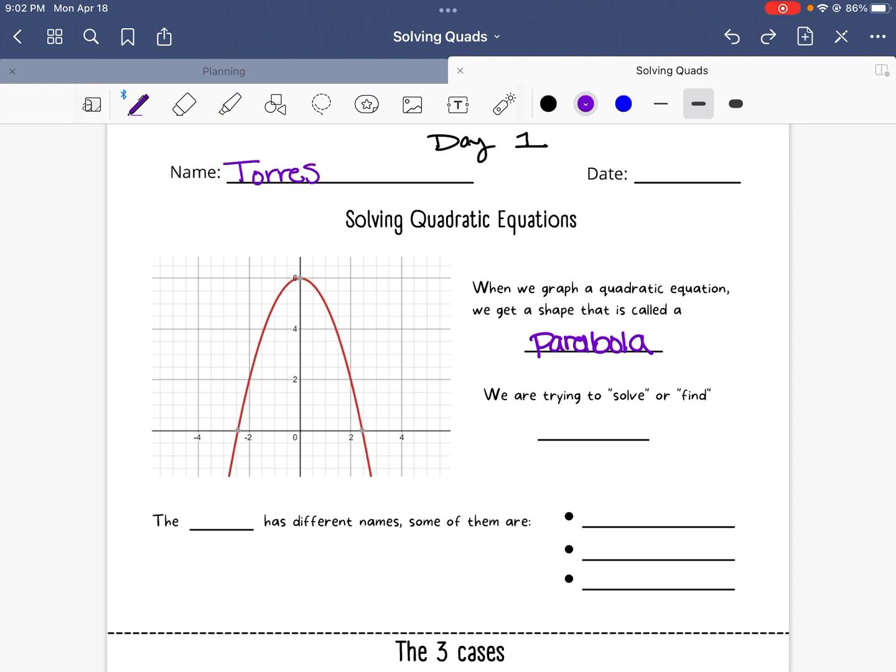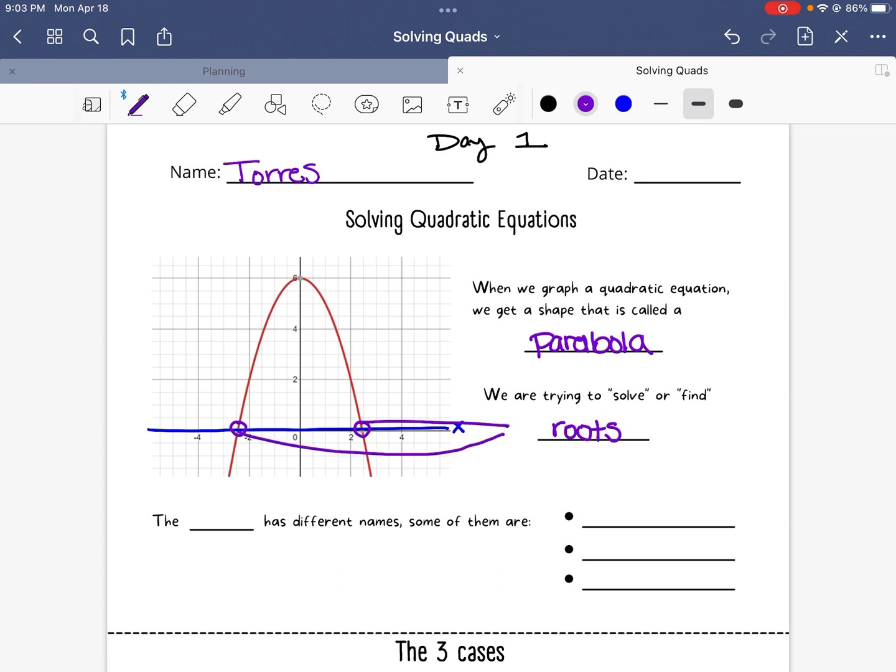So this whole unit, we're dealing with this parabola, but we are focusing on one thing. Now, if we remember, the parabola has a lot of different parts to it, but what we're trying to solve or find is called the roots. Now, the roots are where the parabola hits the x-axis. So if you remember, this is the x-axis right here. So for this example, our roots would be right here and right here.